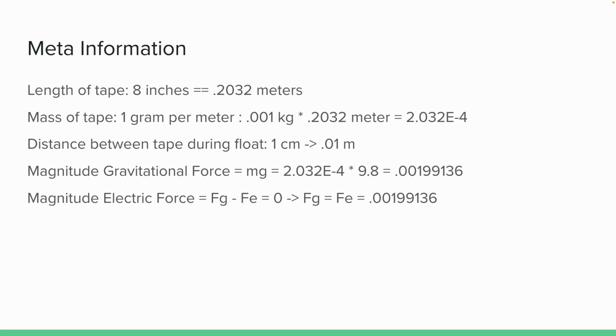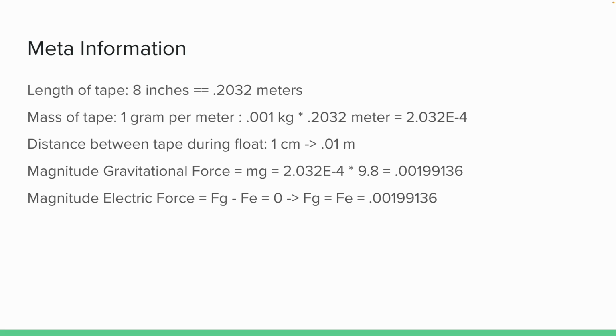The length of the tape was approximately 8 inches, which comes out to 0.2032 meters. The mass of the tape, following 1 gram per meter, is equal to 0.001 kg times 0.2032 meters, which comes out to approximately 2 times 10 to the negative 4. The distance between the two tapes during the float was 1 centimeter, which is approximately 0.01 meters.